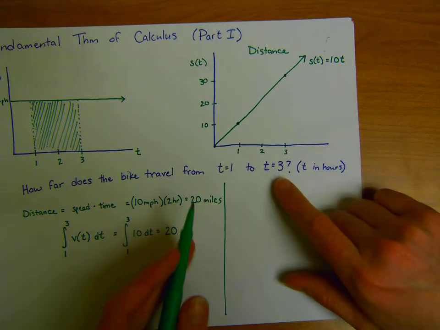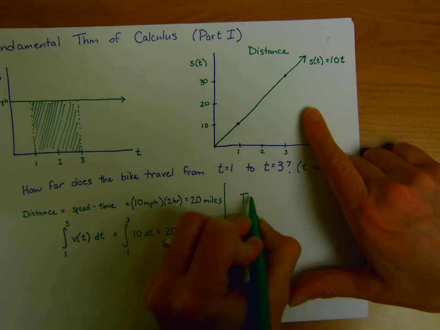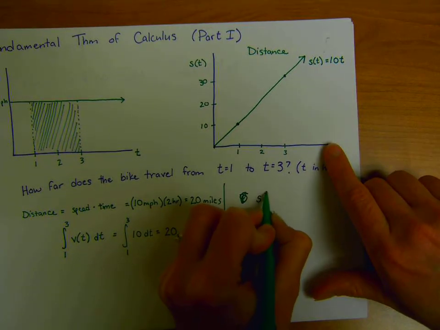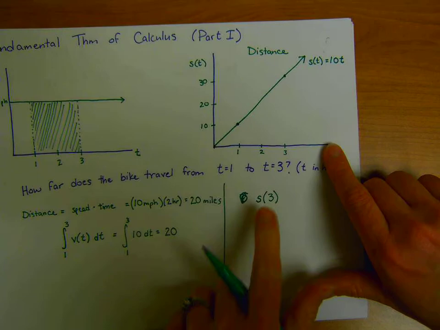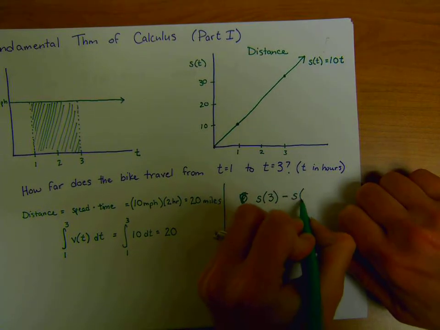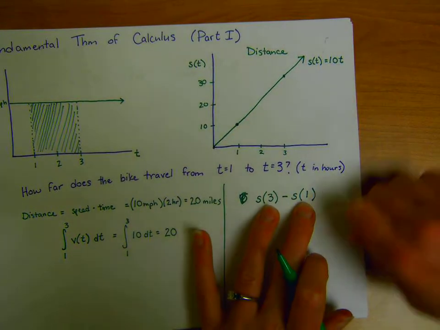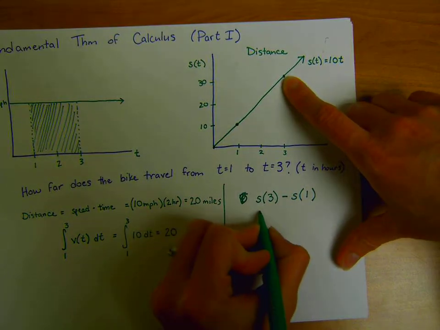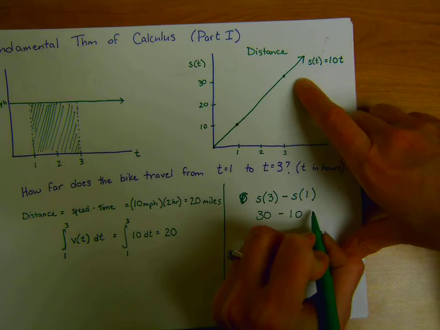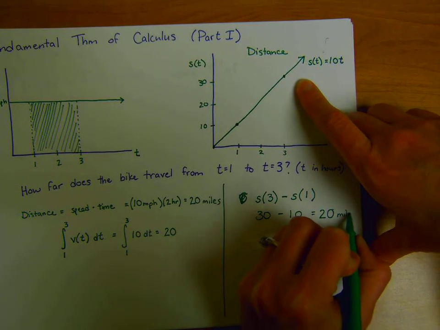Notationally, that's going to be the difference between the total distance that it's traveled. Maybe I'll say s is the name of this function, so s of 3, the distance after 3 hours, and I'm going to subtract off how much it traveled in the first hour, minus s of 1. And reading off in this graph, s of 3 is 30, and s of 1 is 10, which gives me a total of 20 miles.